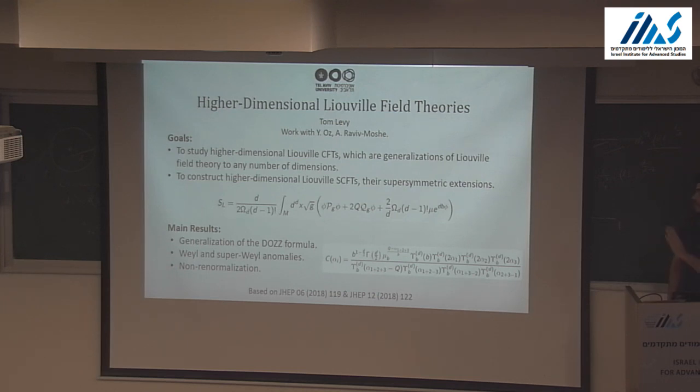So this gives us all the structure constants of the theory, and this is a major step towards a complete bootstrap solution of these CFTs. We also analyzed the Weyl and super Weyl anomalies of this theory, and for the supersymmetric extension of the theory, we proved the non-normalization theorem for the background charge Q.